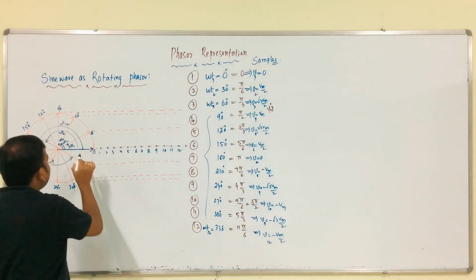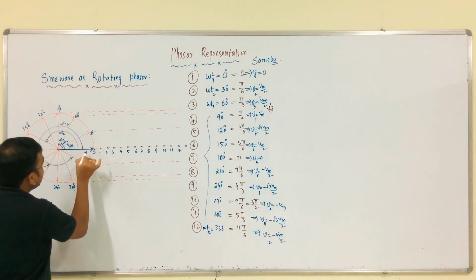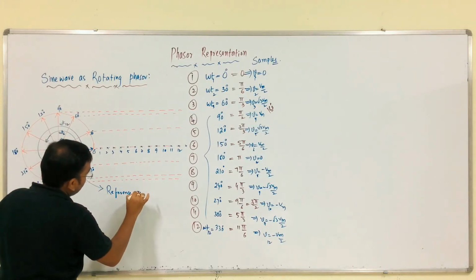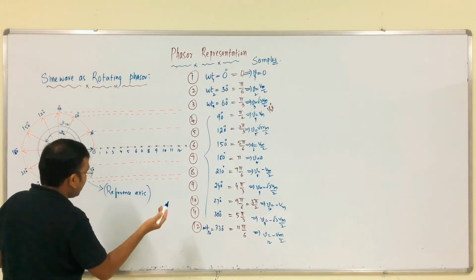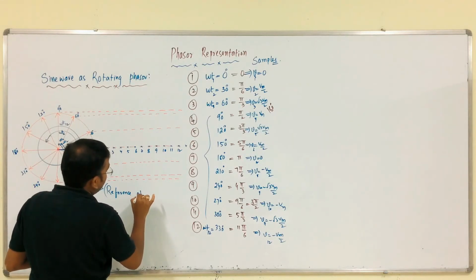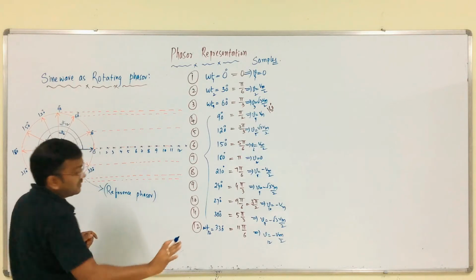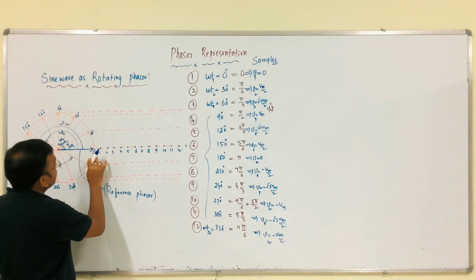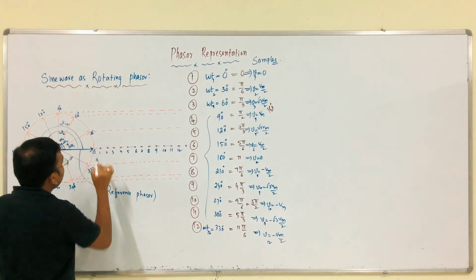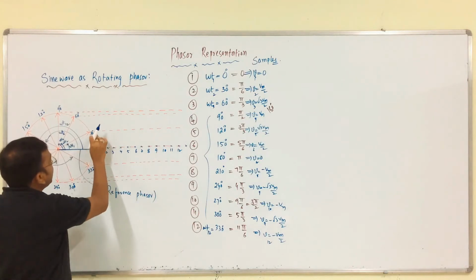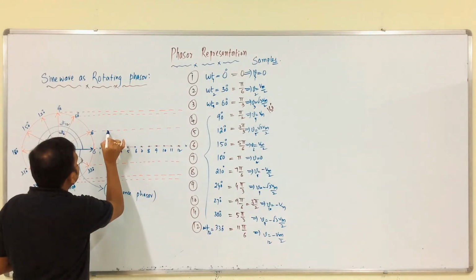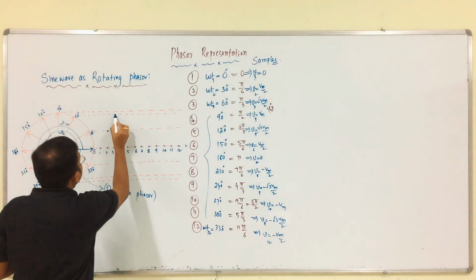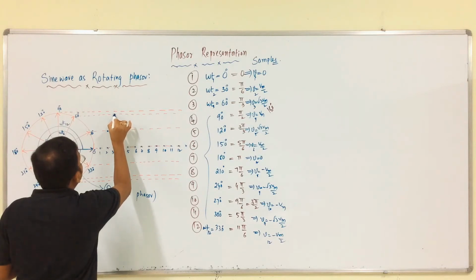So, this axis is nothing but a reference axis, or you can consider it as a reference phasor. Then for the first sample, that is 0 degrees, what is the voltage? 0, clear. Next, for the second sample, that is 30 degrees, what is the voltage? That is Vm by 2. For the third sample, root 3 Vm by 2, right.